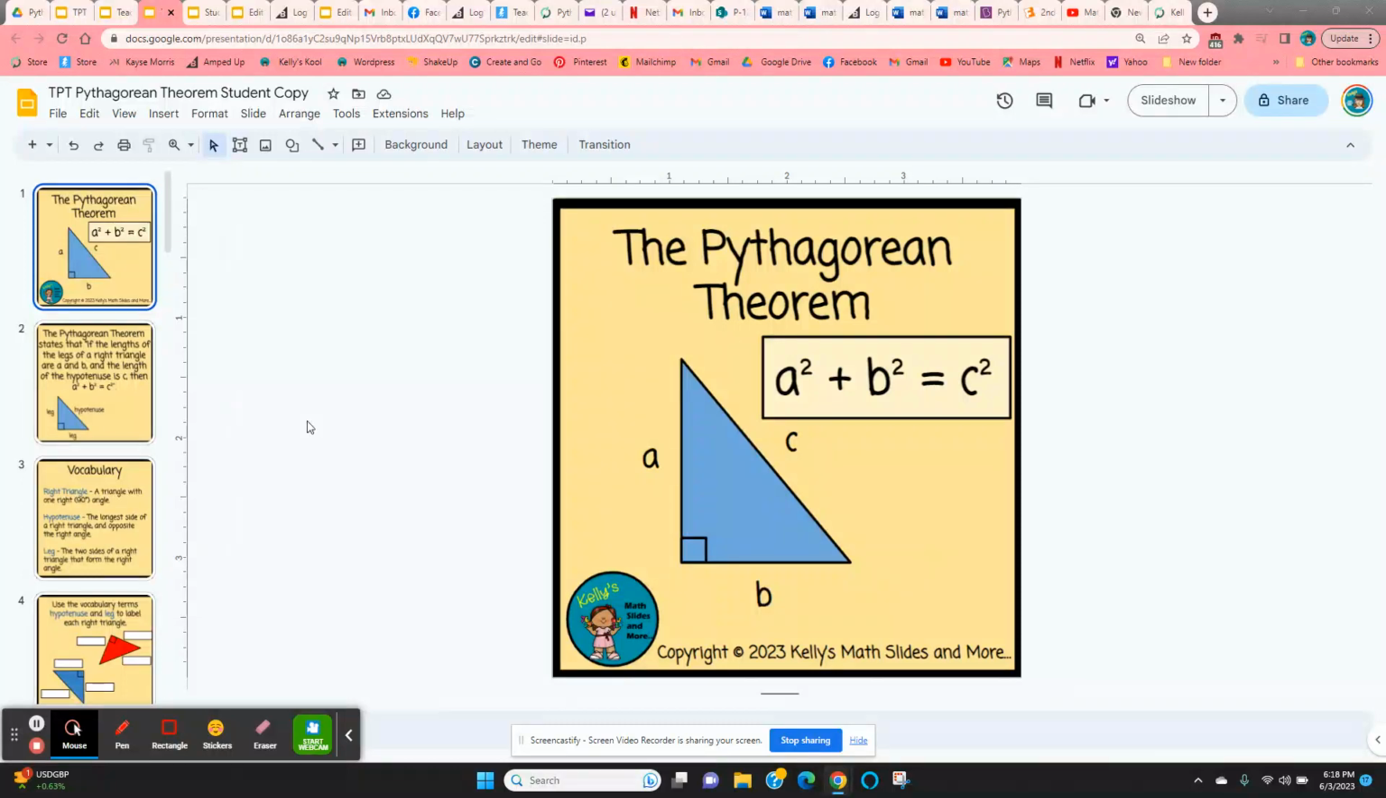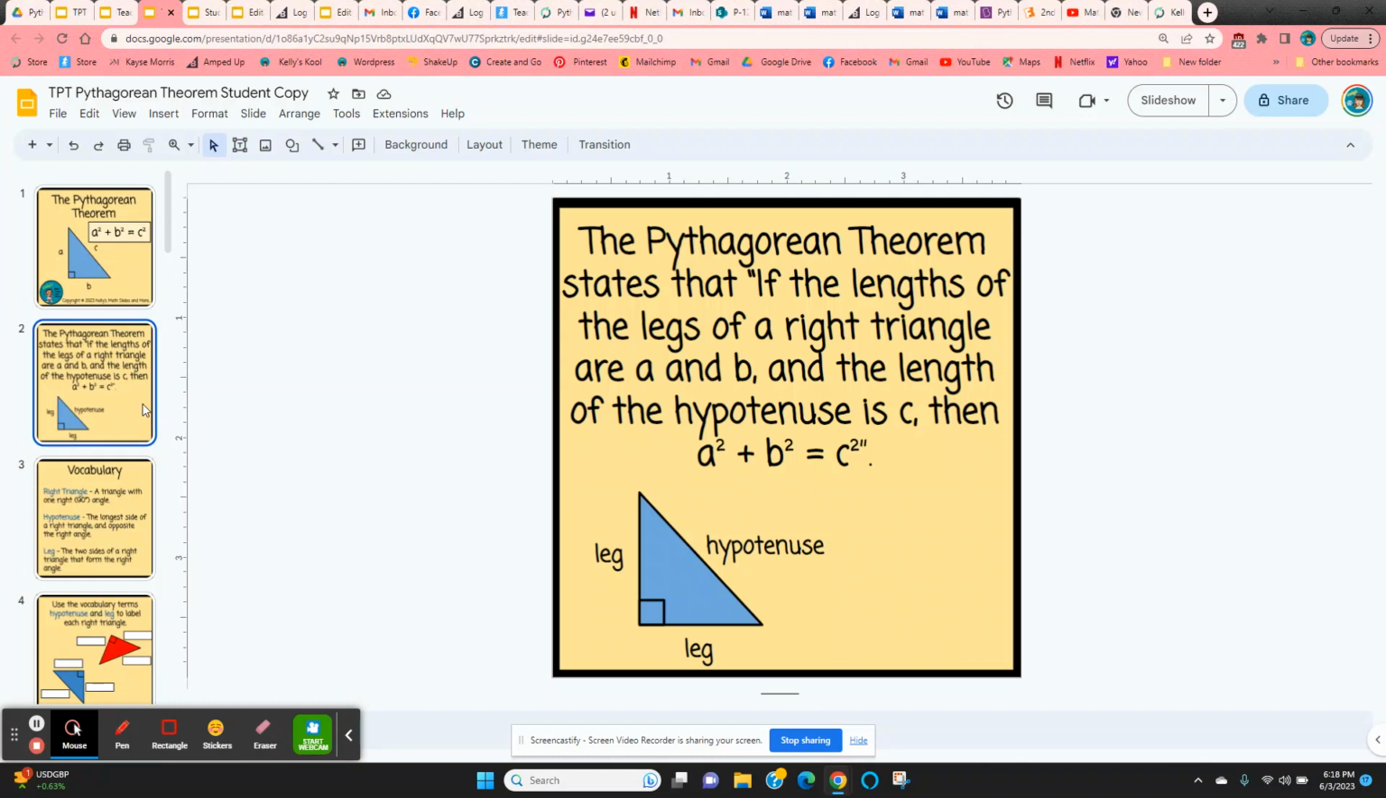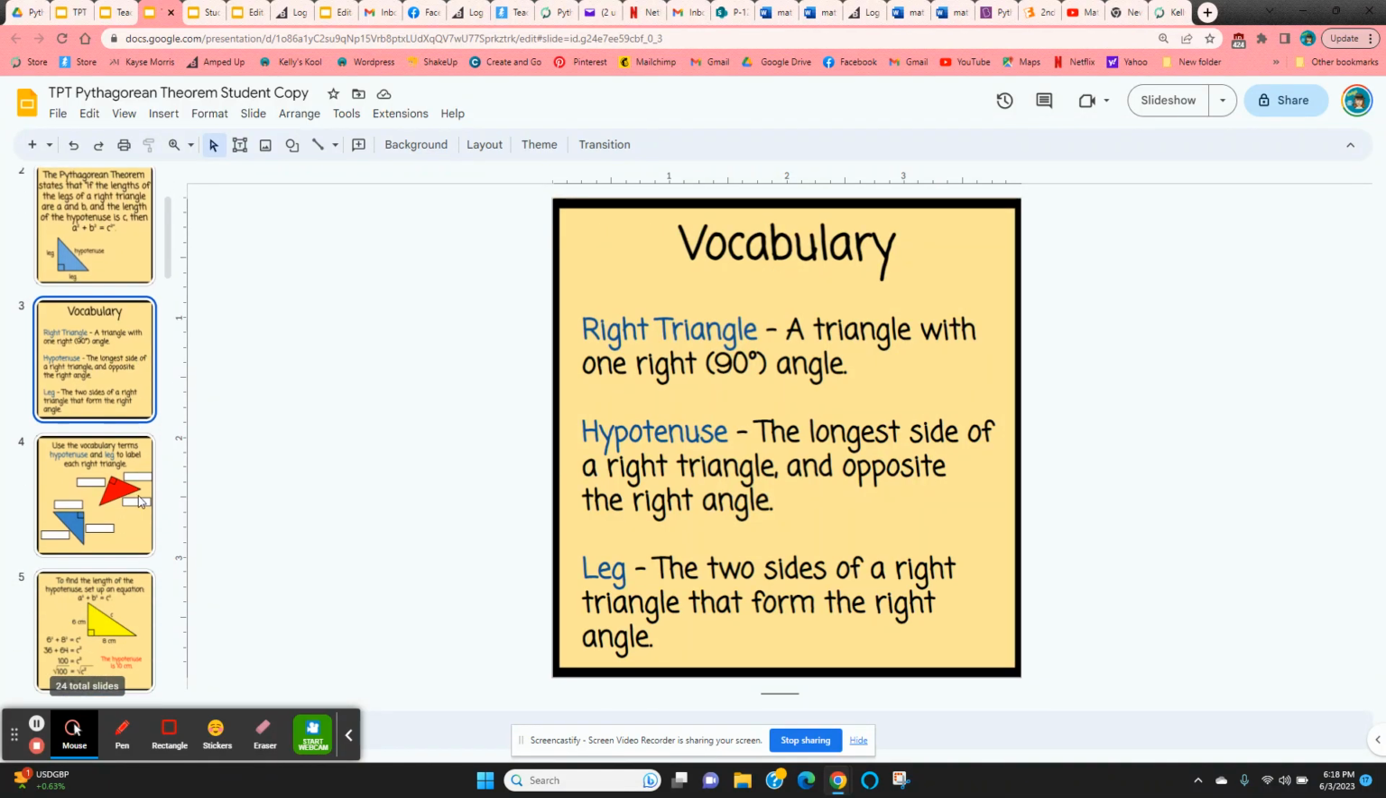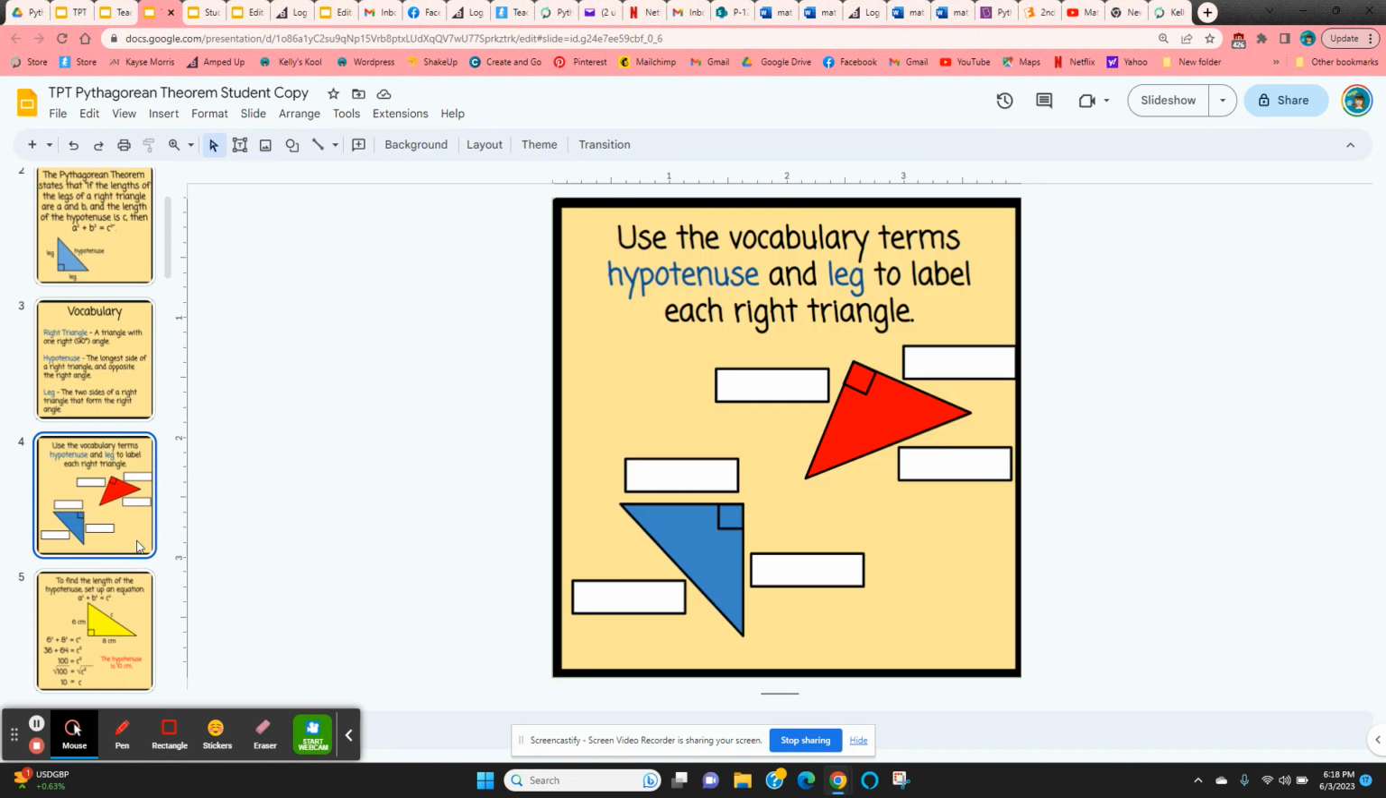The Pythagorean Theorem. This is a digital lesson. It starts out explaining what the Pythagorean Theorem is and then gives some vocabulary. Starting on slide 4, students are going to type in either hypotenuse or leg for each of the sides of these two triangles.